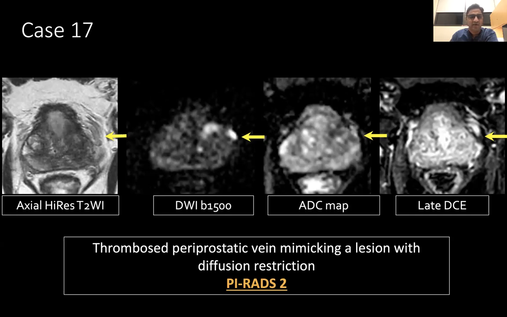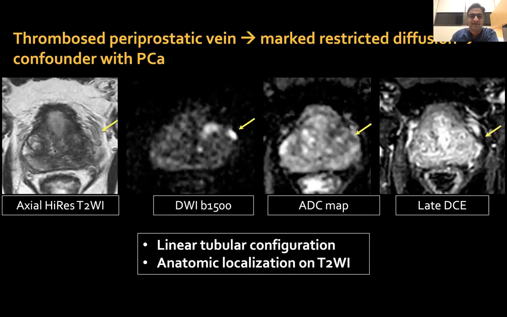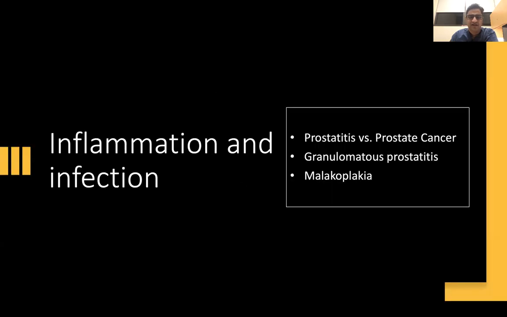But looking at all of the sequences at the same time, with a similar slice thickness series, would help localize it. Once localized, it will be easy to distinguish. Generally they have a linear tubular configuration, and the anatomic localization should help. Another confounding mimic would be inflammation and infections like prostatitis, and we'll see that.